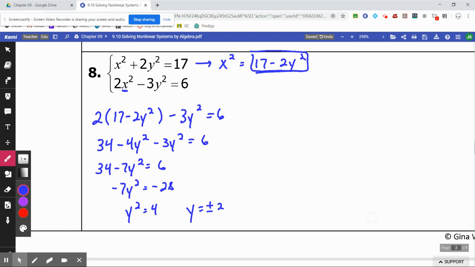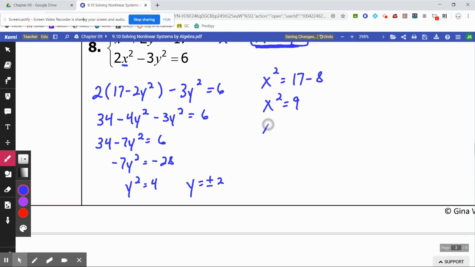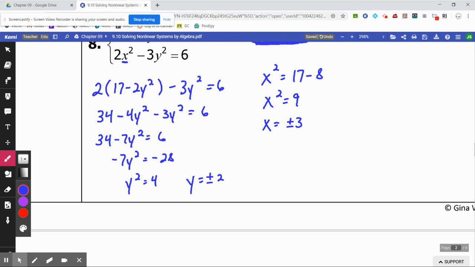Now this is going to be a little tricky. When y is equal to 2, let's plug it in here. I get x squared equals 17 minus, when y is 2, 2 times 4, which is 8. So x squared is 9. Notice what happens: you have two different x values. When you take the square root of 9, you get positive and negative 3. So when y is 2, x is 3 and x is negative 3.